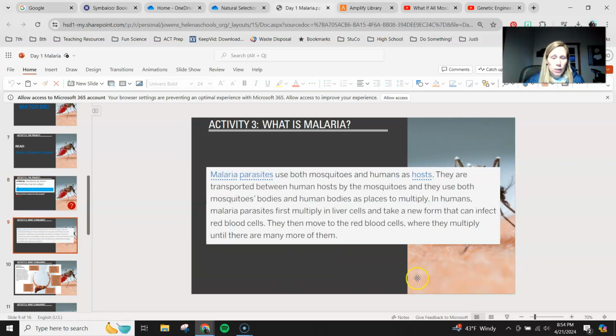All right, so let's talk about malaria. Malaria is actually not a bacteria or a virus, which is what you probably think of most when you talk about diseases. Okay, malaria actually comes from a little single-celled parasite. Okay, so it's bigger than a bacteria, much bigger than a virus.